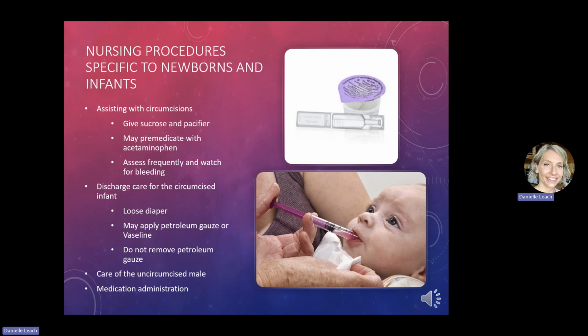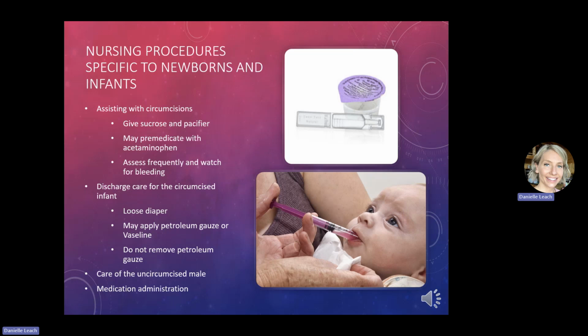Discharge care for the circumcised infant. So, things that we're going to tell the parents to do and things that we're going to do while the baby is still there in the hospital. We want to make sure that the diaper isn't on too tight. Not so loose that poop and pee come out or it falls off, but we just don't want it to be too tight, pressed up against the circumcised area.